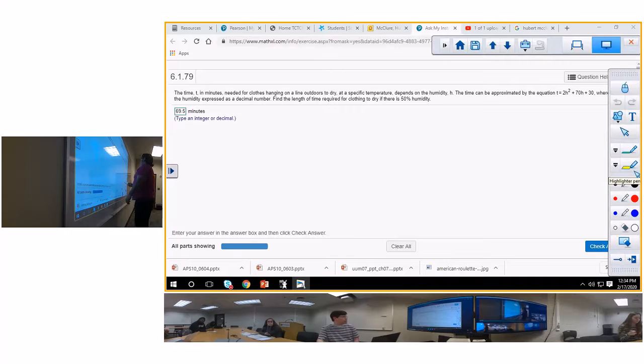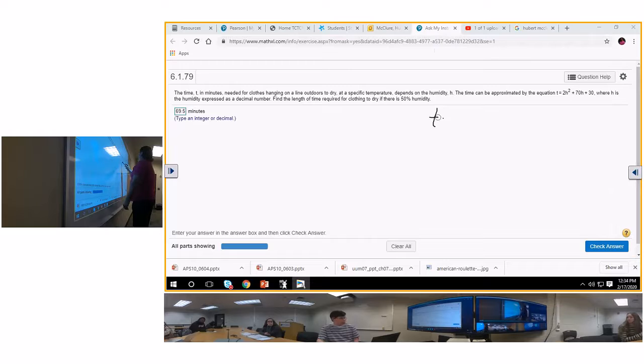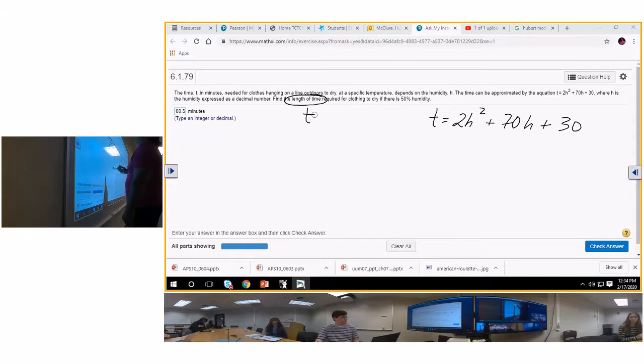T is equal to 2h squared plus 70h plus 30. And they want to know, find the length of time. Length of time is T. Find T if the humidity is 0.5. So that means you got to plug in 0.5.